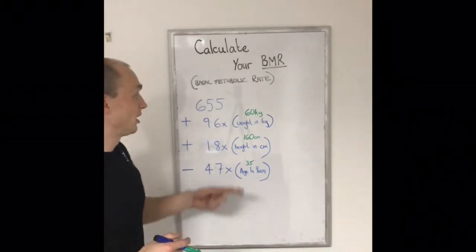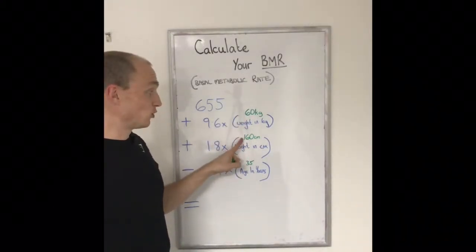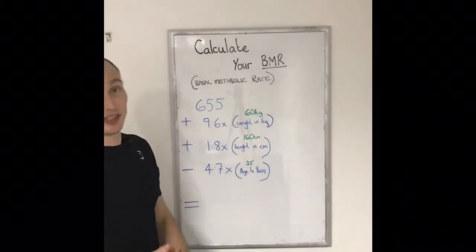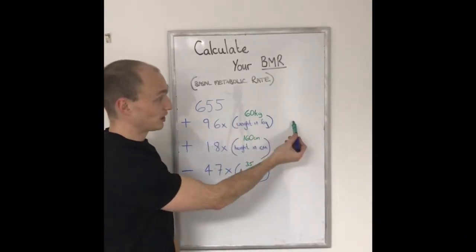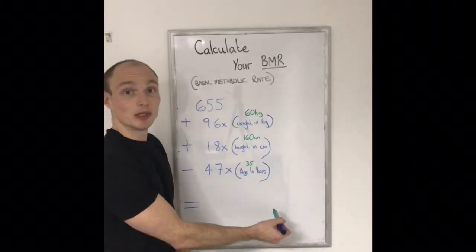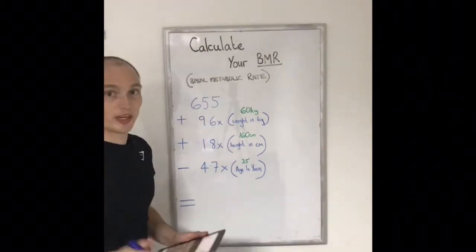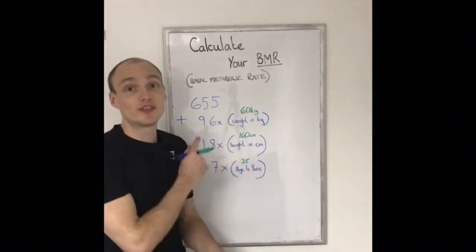I'm going to use a 60 kilogram weight and a 160 centimeter height, as well as 35 years in age. We're going to work out each calculation to the side, add them, subtract the last one, equals your BMR. So let's get into it. Okay, so make sure you write the 655 at the top. Work out your first equation.